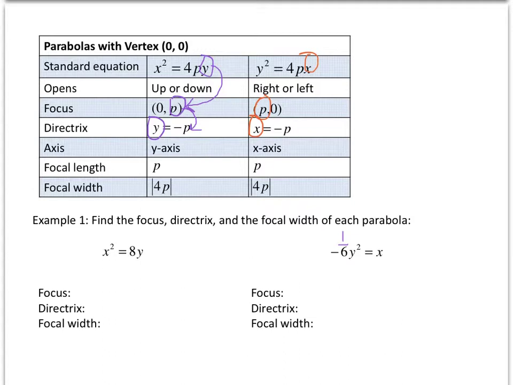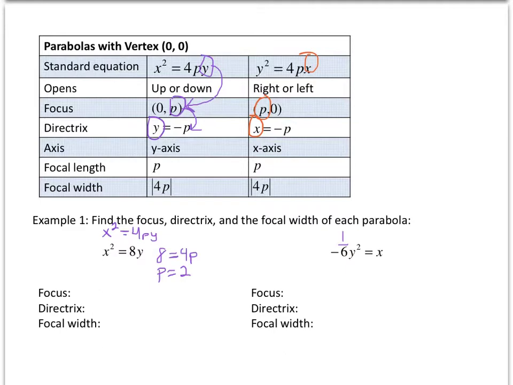So that's really helpful. So let's do example 1. Find the focus, directrix, and the focal width of each parabola. What I care about on both of these is the standard equation. For example, on this one, x squared equals 4py, which means that 8 equals 4p, so p equals 2. Now I'll be able to go in and fill in the focus, directrix, and the focal width.